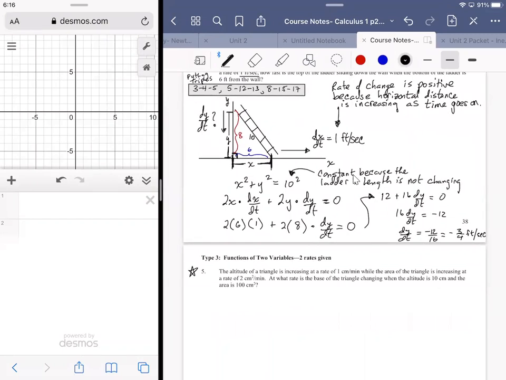So that's a pretty classic problem when it comes to related rates. It happens frequently.